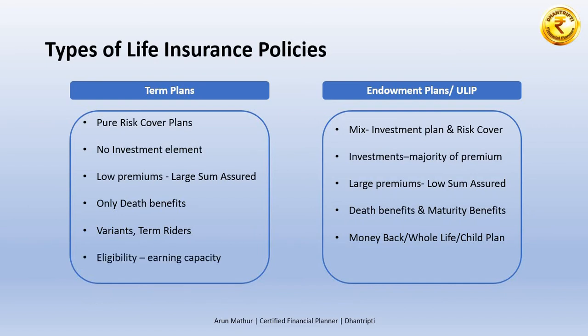In term plans, the eligibility of taking a term plan depends on your earning capacity. So it is very important to note: a person who does not earn is not going to get a term plan from an insurance company. Homemakers, children or retired people are not eligible for term plans. While in the case of endowment plans, your eligibility is determined by the premium paying capacity.